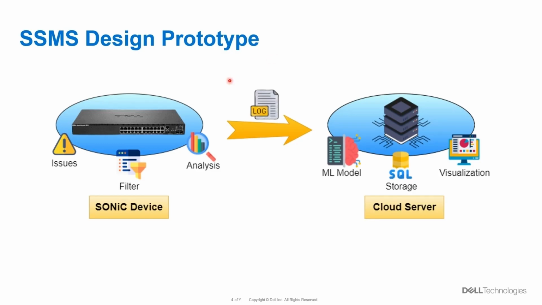Let's discuss the design prototype. The system runs in two parts. One is the log parser running on the SONiC device. This parser runs continuously and monitors for any critical, error, or warning logs. These logs are then pre-processed and sent in JSON format to the cloud server where the log analyzer is run. Here we are running two ML models.